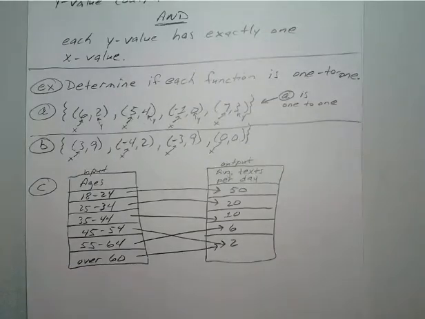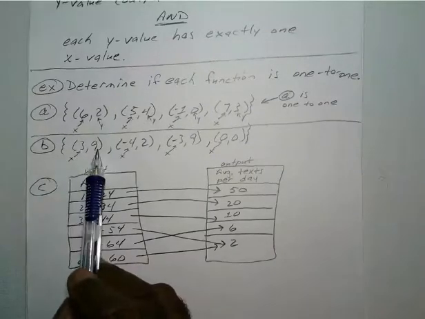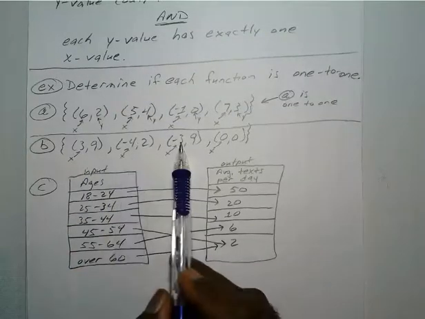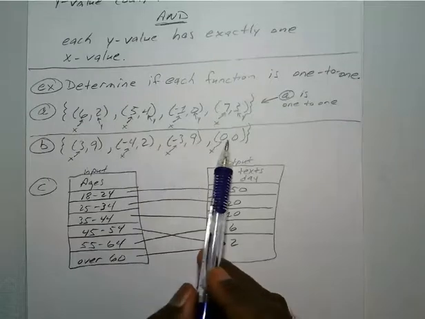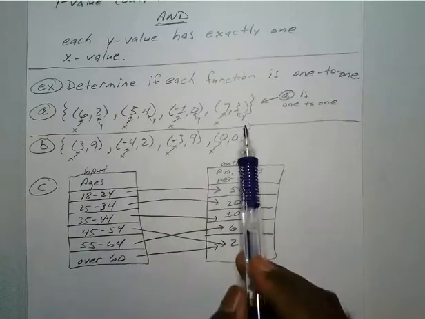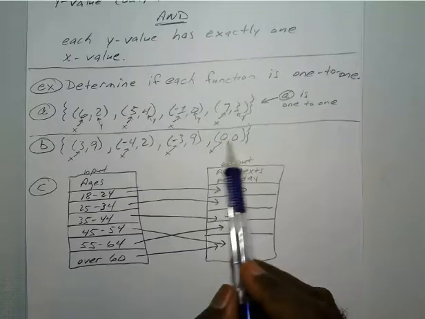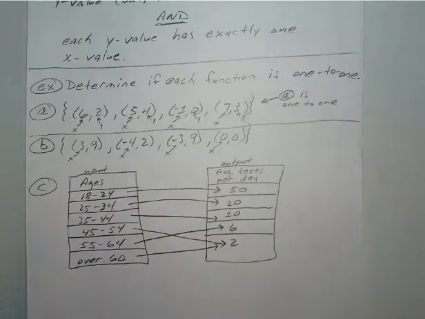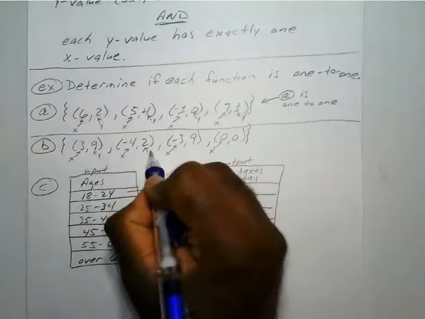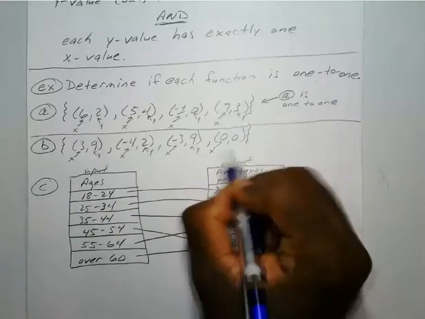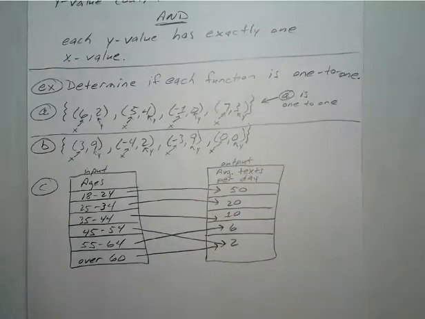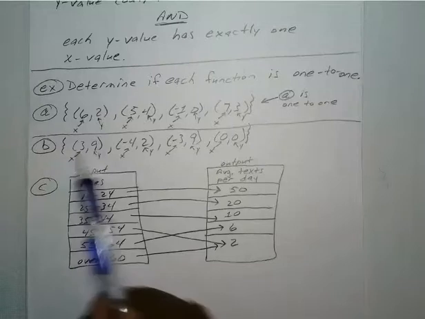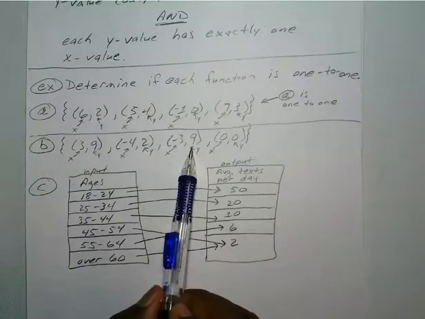Okay, so you have x equals 3 has a y value of 9. X equals -4 has a y value of 2. X equals -3 has a y value of 9. You don't see x equals -3 anywhere else. X equals 0 has a y value of 0. You don't see x equals 0 anywhere else. Now let's look at the y values. Okay, so y equals 9 has an x value of 3. But if you notice here, y equals 9 has an x value of -3.